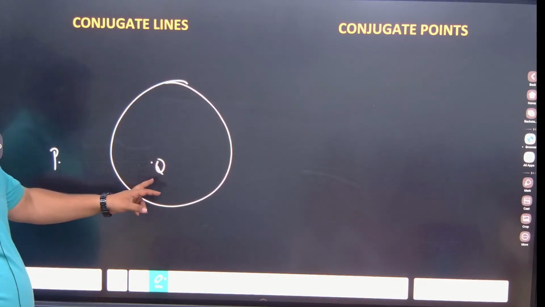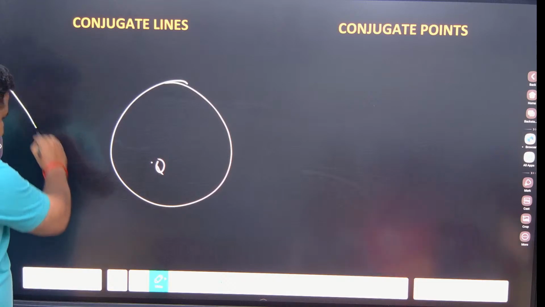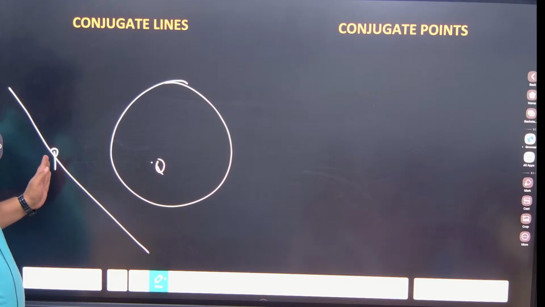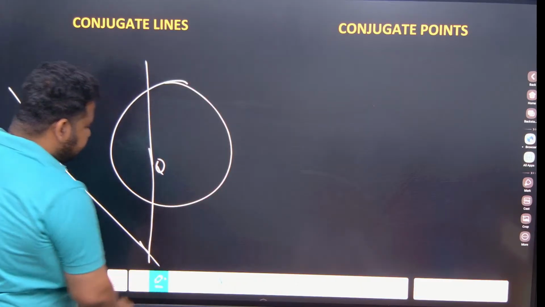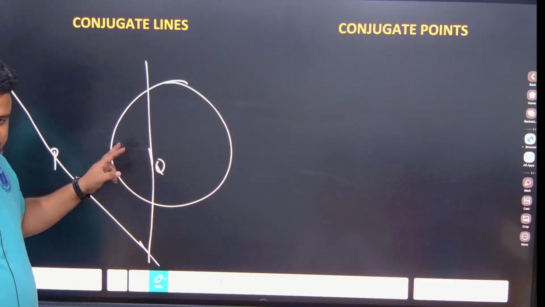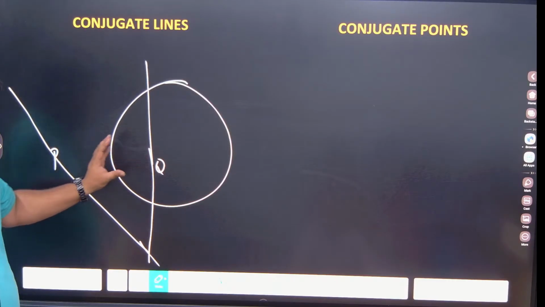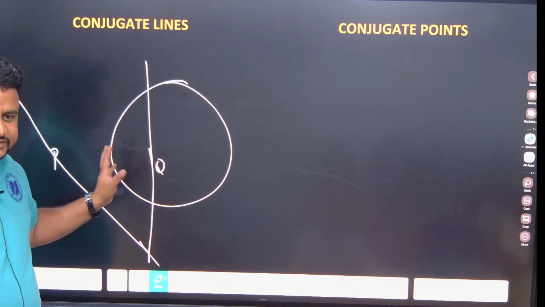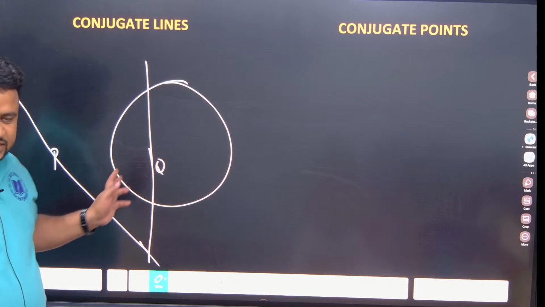For point Q, this is the pole, means for this you are getting the polar at point P. And for point P, this is the pole. For point P, you are getting the polar at point Q. Then these two points are called conjugate points and these two lines are called conjugate lines. For point Q, this is the pole. For this pole, you are getting the polar at P. For point P, the pole is at P and you are getting the polar at Q. Then we say that points P and Q are conjugate points and the lines are called conjugate lines.